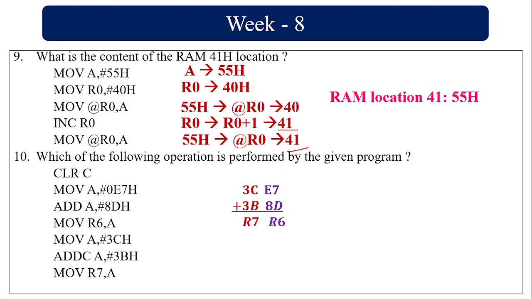Already if you have any carry, it will be there in the carry. So you'll be performing your ADDC in the next one. So 3C is added with your 3B and the value is loaded in your R7. So 16-bit addition is performed between your 3C E7 and 3B D8.